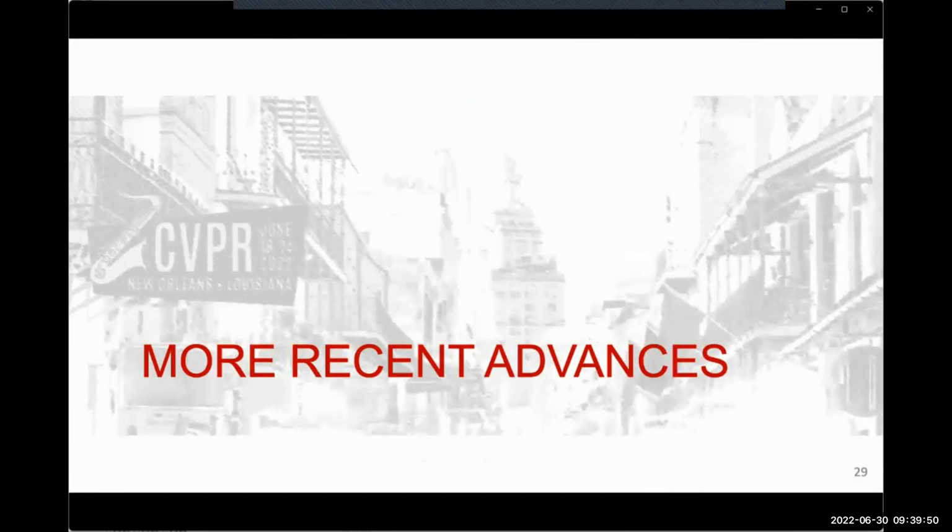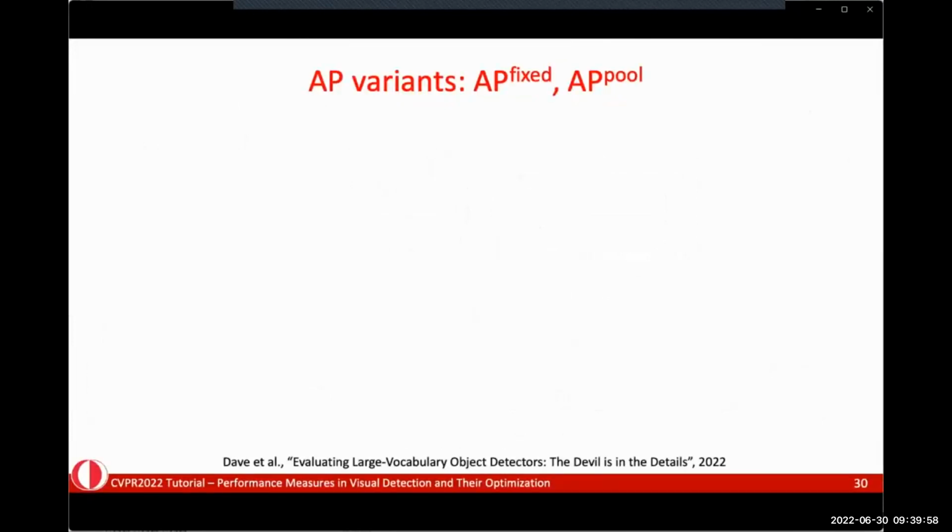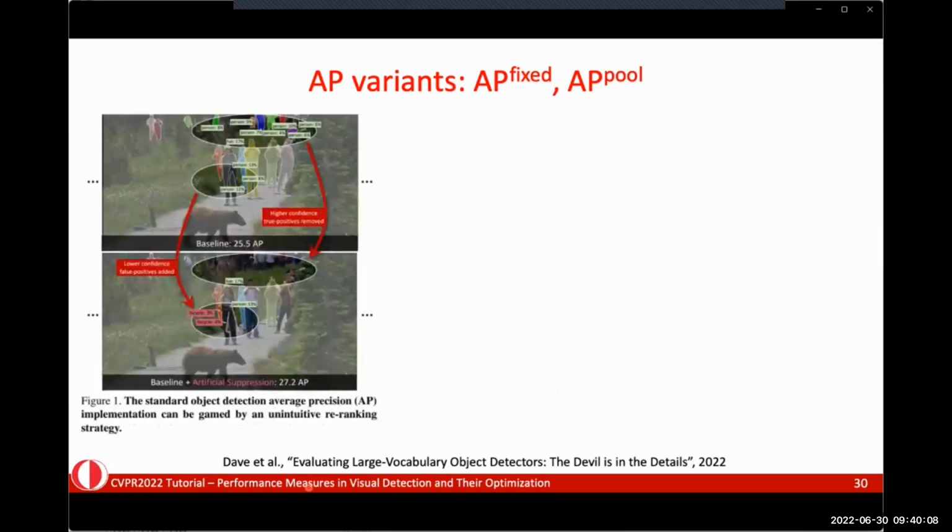After covering AP, LRP, and PQ, now we will go over more recently proposed performance measures. The first measure we are going to look at is the recently proposed AP variants, which are AP fixed and AP pool. In this paper, the authors showed that AP, as it is implemented in the common benchmarks, for example COCO, is actually gameable.